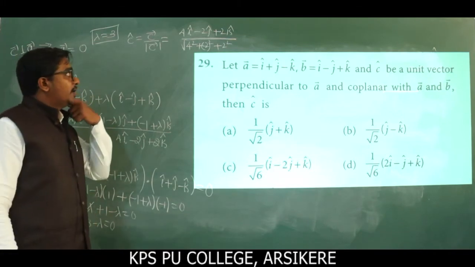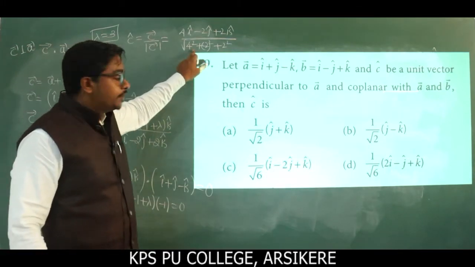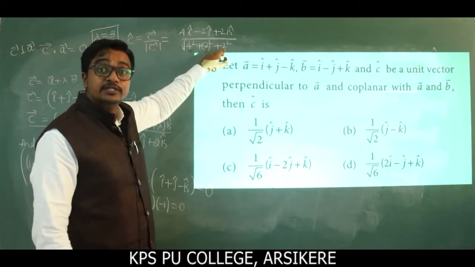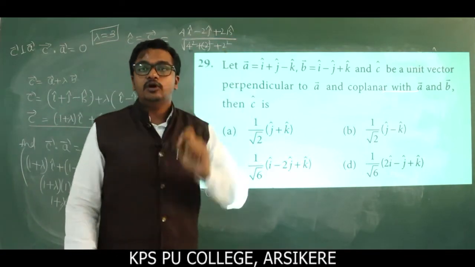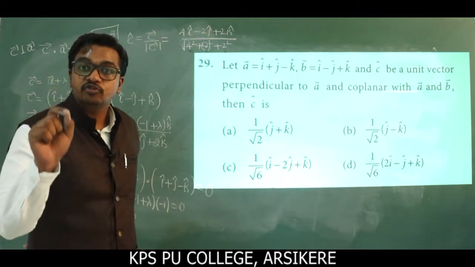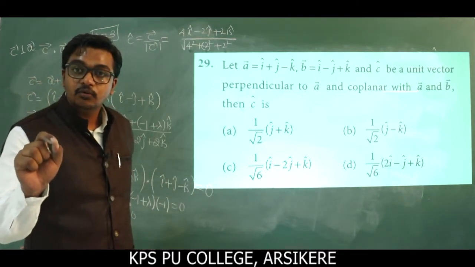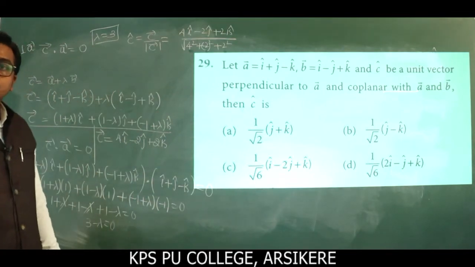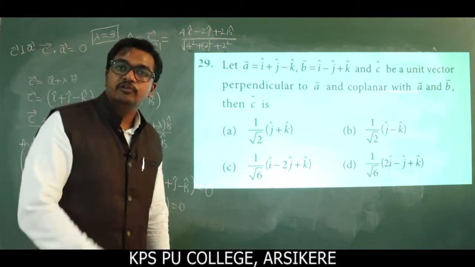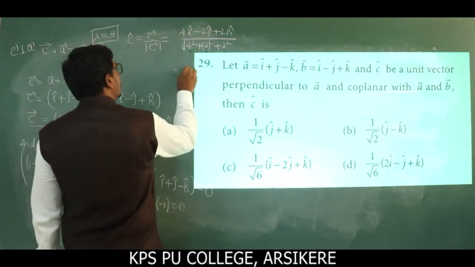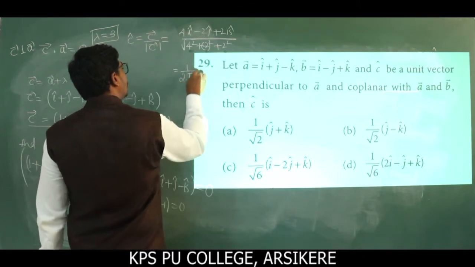4 square is 16, minus 2 whole square is 4, plus 16 is 20, 20 plus 4 is 24. How to write square root of 24? Just remember, square root of 24 can be written as 2 root 6. It means 4 into 6 is 24. Take the 4 out of the square root, we are left with 2 into root 6. Finally we have 1 by 2 root 6 into the remaining terms.